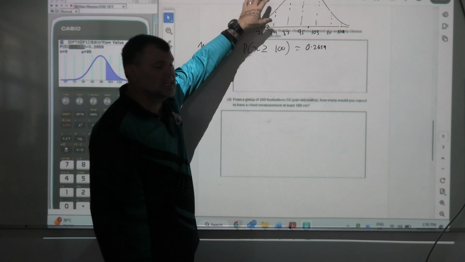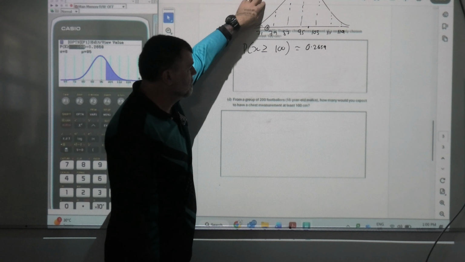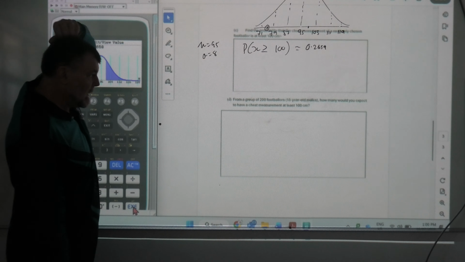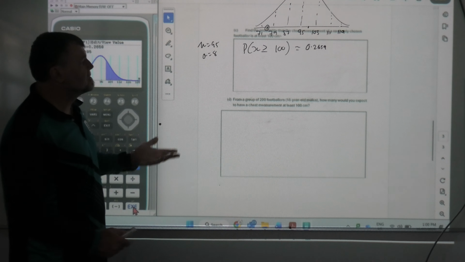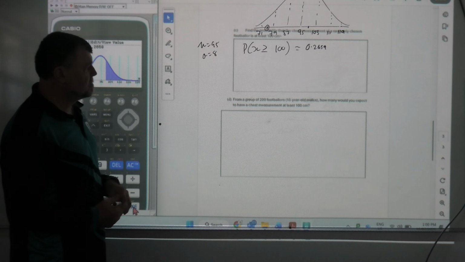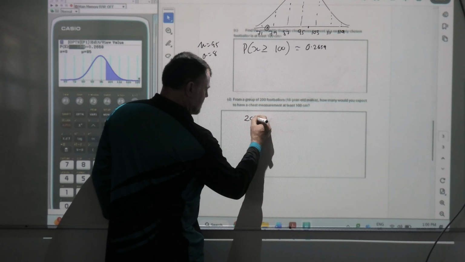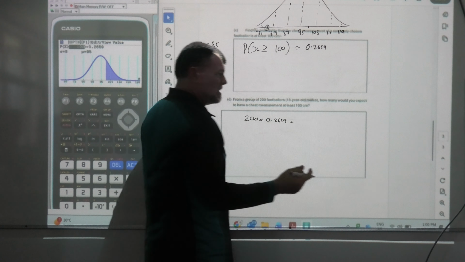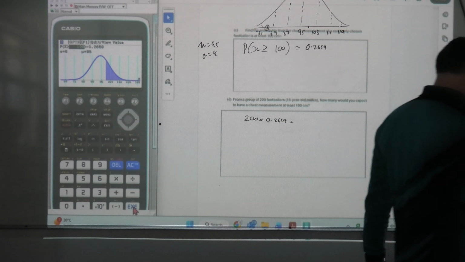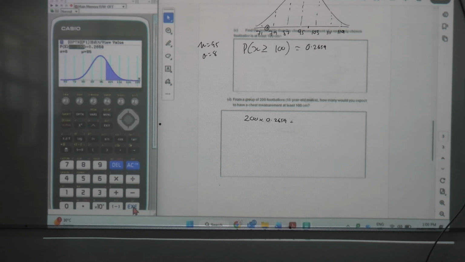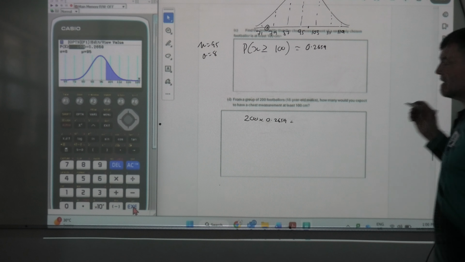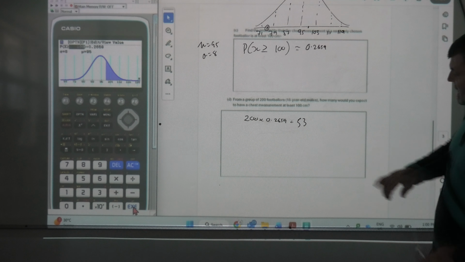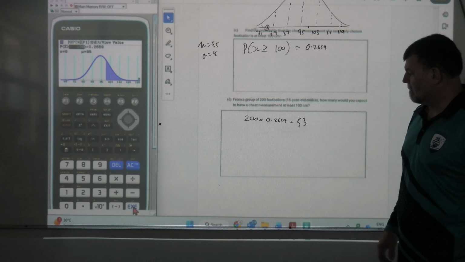So we kind of got an idea of where it should sit. And that's the power of understanding how the normal distribution curve works to make sense of your question. And then the last question here is, well, if we had 200 football players, how many of those football players would have chest measurements greater than 100? So in this case here, it'd just be 200 times 0.2659, and then you get your answer. Approximately 53 players would have chest sizes greater than 100.